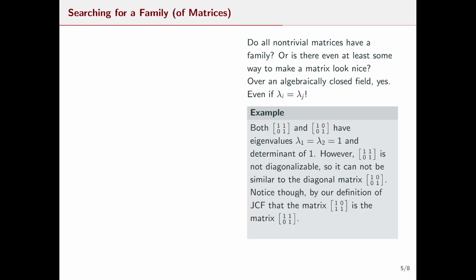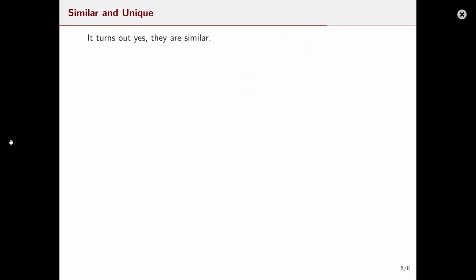But if we take this matrix, 1, 0, 1, 1, by the previous example on the previous slide, we saw that we sort of have to have the Jordan canonical form that looks like this. But just because this matrix has this Jordan canonical form, does that mean they're similar? So it does turn out that actually they are similar.